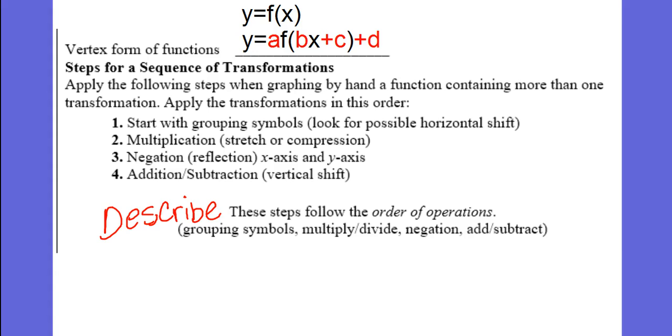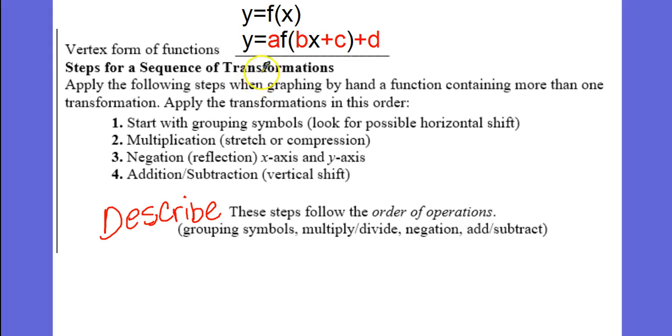So got it? The numbers that are outside the parentheses affect the graph horizontally. The numbers inside the grouping symbols or parentheses affect the graph. Ooh, did I say horizontally? Oops, erase. The numbers outside affect the graph vertically. The numbers inside affect the graph horizontally. Oh, I almost put that on line wrong.